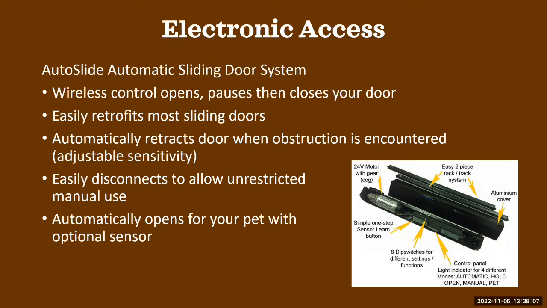The AutoSlide is an automatic sliding door system, and it wirelessly opens, pauses, then closes your door. It can retrofit on most sliding doors. It automatically stops the door if an obstruction is encountered, and you can adjust the sensitivity. It easily disconnects to allow unrestricted manual use. It automatically opens for your pet with the optional sensor.